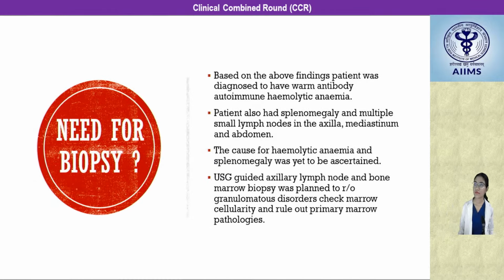Thank you, sir. So based on these investigations, we had established that the patient was having warm antibody autoimmune hemolytic anemia. She also had splenomegaly with lymph nodes visible in the axilla, mediastinum, and abdomen. The cause for hemolytic anemia and splenomegaly was yet to be ascertained. So we decided to go ahead with an ultrasound-guided axillary lymph node aspiration biopsy and a bone marrow biopsy.